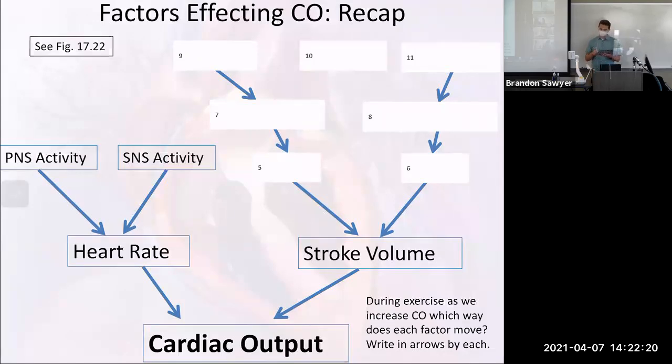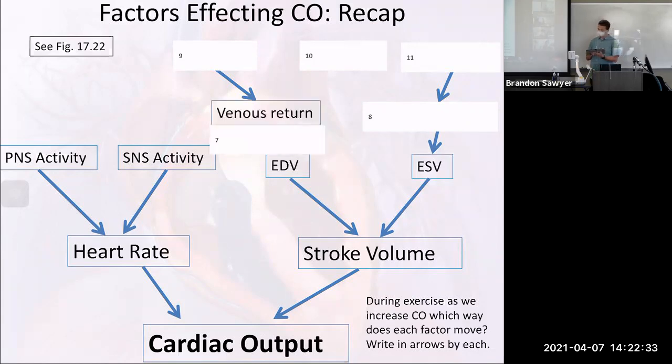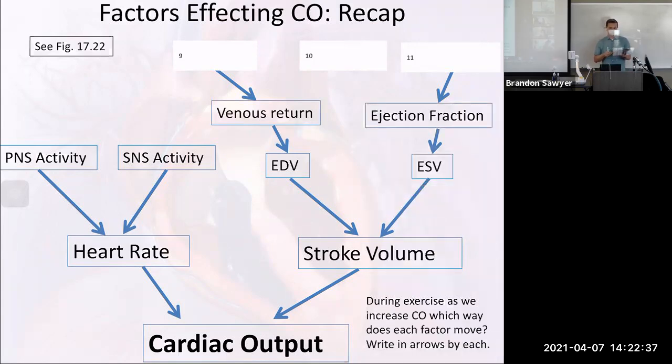Okay, then up over stroke volume, we've got the factors that determine it. So end diastolic volume and end systolic volume. Those are how we measure stroke volume, right? End diastolic minus end systolic. Okay, end diastolic is going to be directly related to venous return, and then ejection fraction is going to be related to ESV. Of course, it's going to be related to EDV too.